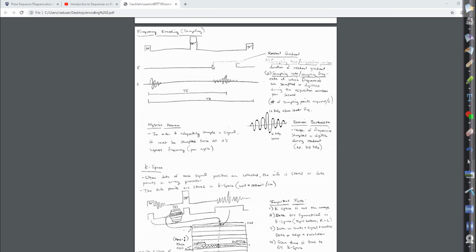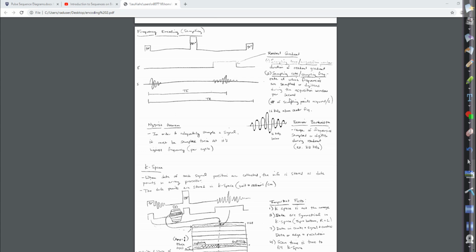Our sampling time is basically this rectangle that we've drawn on our frequency encoding gradient. The length of time that we're sampling the signal. That's called sampling time or acquisition window. That's the duration of the readout gradient. The sampling rate is how many of those data points we're collecting per our sampling time. They usually do it per second. So it's the rate at which frequencies are sampled or digitized during the acquisition window per second.